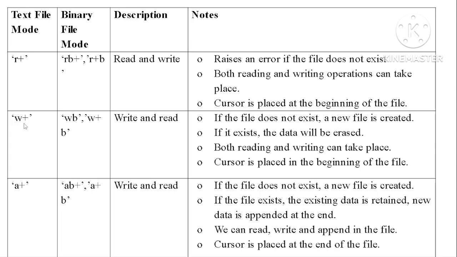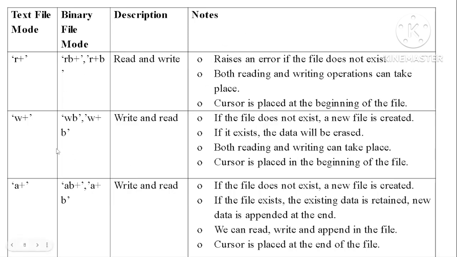What about W plus? W plus is first ready to write. So what will happen if there are existing contents? Everything will be erased and cursor will be placed at the beginning. Now after writing the contents, you can now read and check what happens. So in W plus mode, you can write as well as read. But existing data will get erased first and then it will start writing. And cursor is placed at the beginning of the file. Okay. In A plus mode, you can read, you can write, you can append. But first, when the file is opened, the cursor is placed at the end of the file in order to append. Okay. So, hope you understood all this.